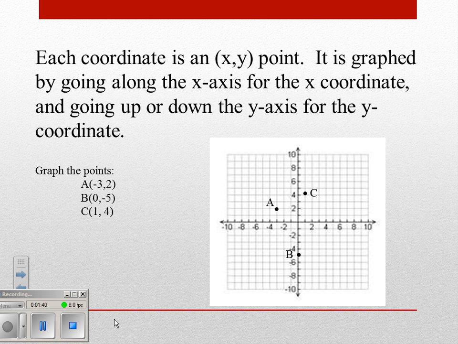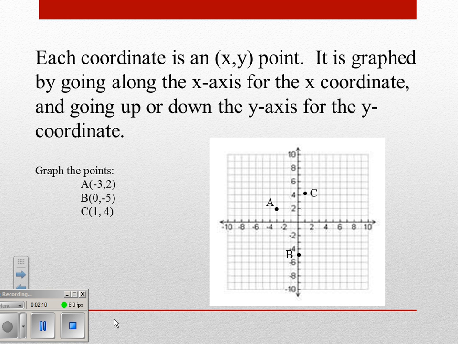Okay, so take a look at that first point that I put on the slide here. I gave you point A as -3, 2. So to graph that, go backwards on the x-axis, -3, because the negative direction is to the left. My second number I gave you was a 2. The y number, therefore, is 2. The +2 direction for y is up, so I go up 2. So left 3, up 2, you can see where A is on the chart.